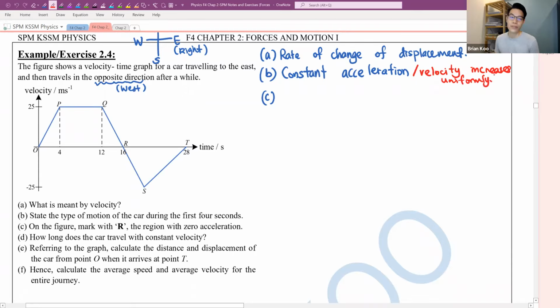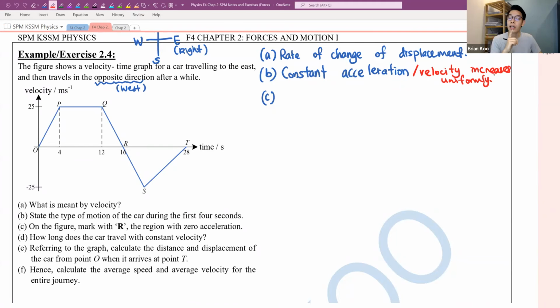Okay, I prefer constant acceleration actually, if can. Yeah, just because it feels like you have actually analyzed the graph a bit and even found out that the gradient is a constant value. That's why you know constant acceleration. Uniform velocity means it's stagnant, does not change.